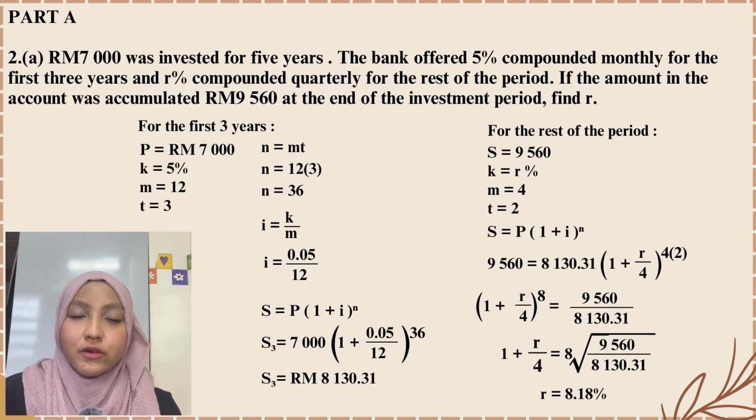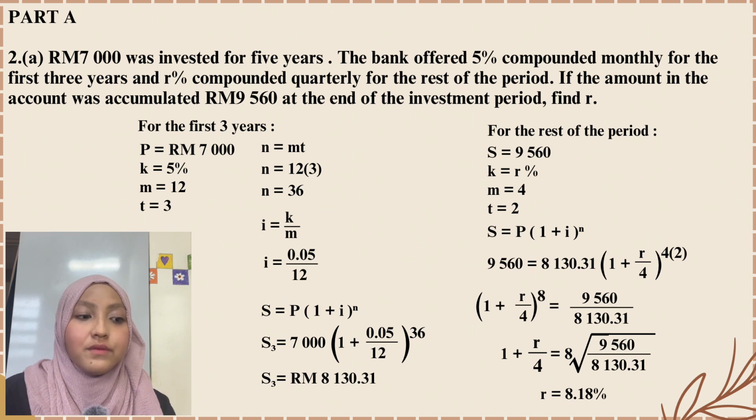Question 2A. Based on the question, find the value of R. First, we need to find the value for the first 3 years. We find the i value using the formula k over m, and you will get 0.05 over 12. For n, using the formula m times t, 12 times 3, you will get 36. Then we substitute the values into the compound interest formula S equals P (1 plus i) to the power of n. Our principal is 7,000 because that is the amount that we invested first. So 7,000 (1 plus 0.05 over 12) to the power of 36. Calculate, and we get the answer 8,130.31.